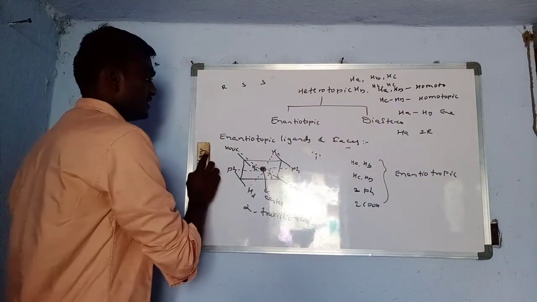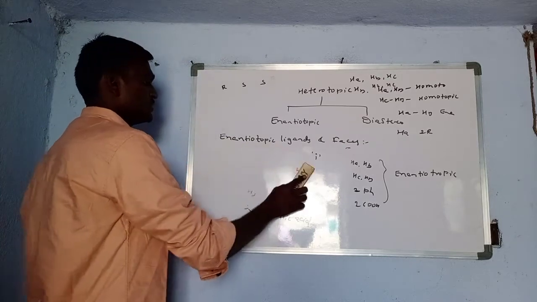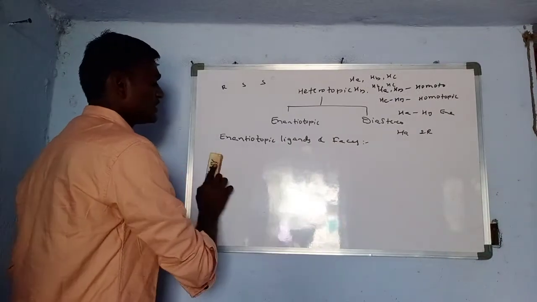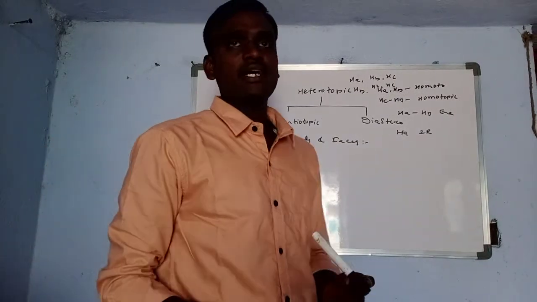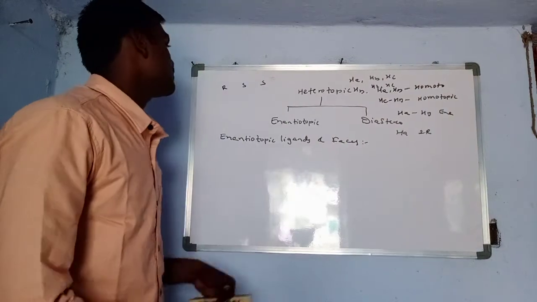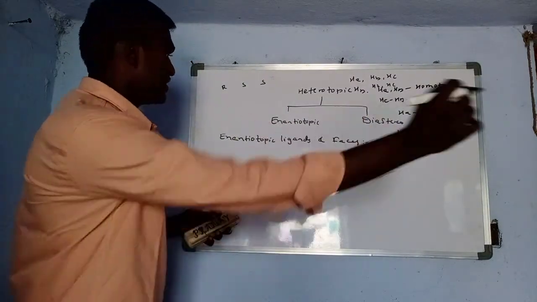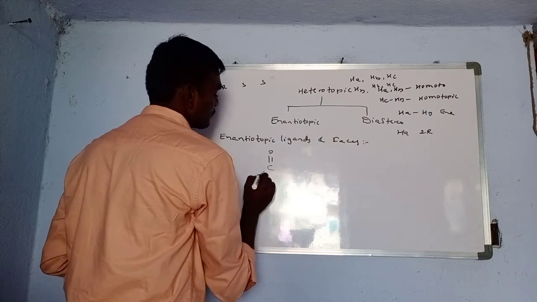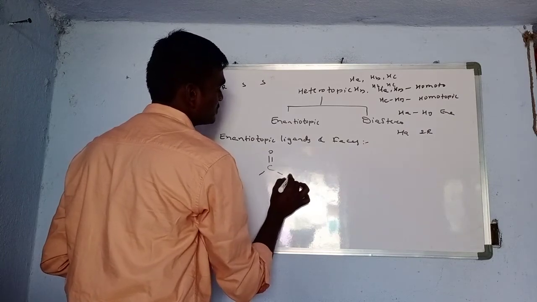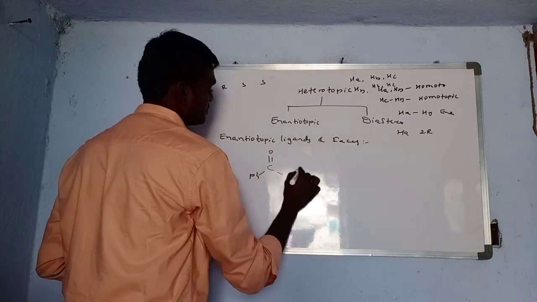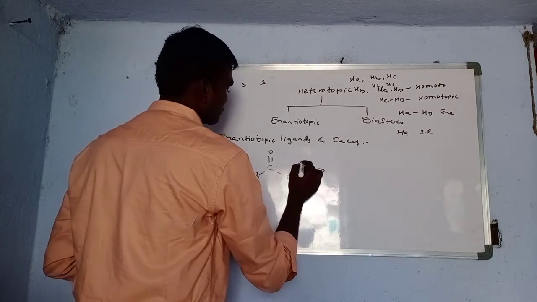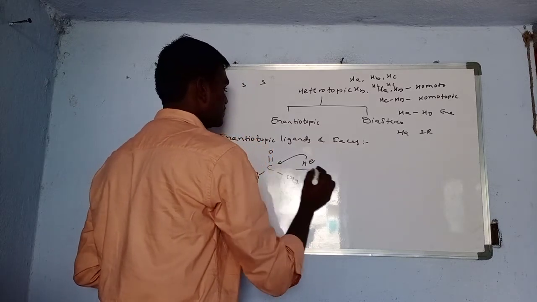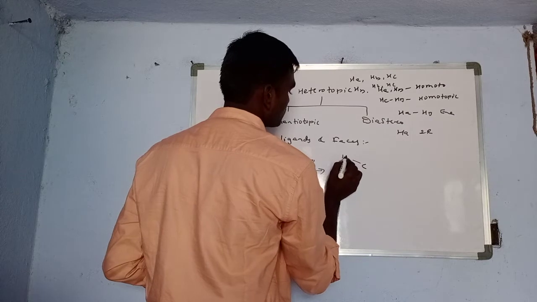Let's see what the enantiotopic faces are. It is also very similar to homotopic faces. In homotopic faces, identical products are formed. In enantiotopic faces, enantiomers will be formed. Let me take an example here. If we take CH3 and pH, and the H minus ion attacks on this side, it will produce like this.